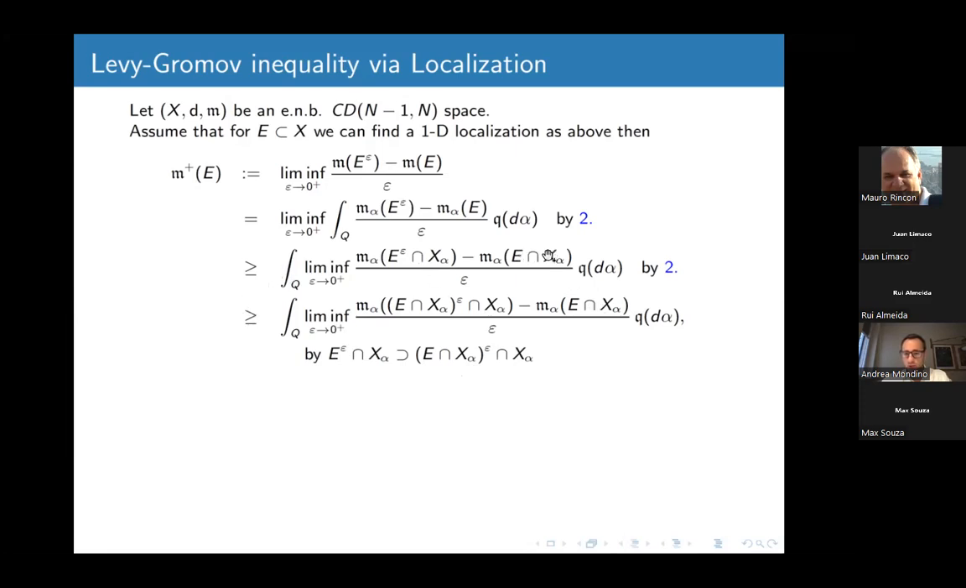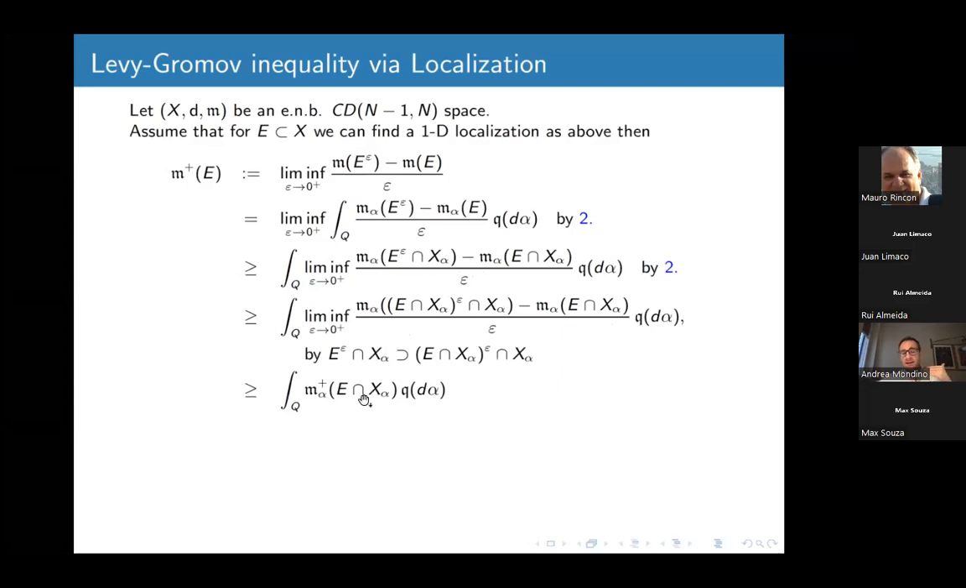And then I copy that. Okay. Now I observe that what I have inside this liminf, so this guy here, is exactly the analog of that for the measure M alpha. So this liminf is exactly the Minkowski content of E intersected with X alpha.